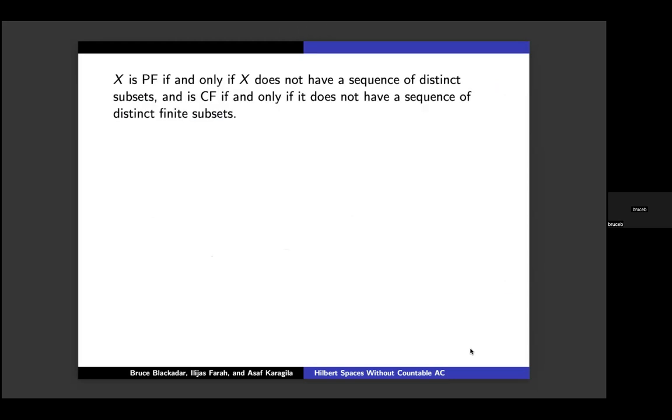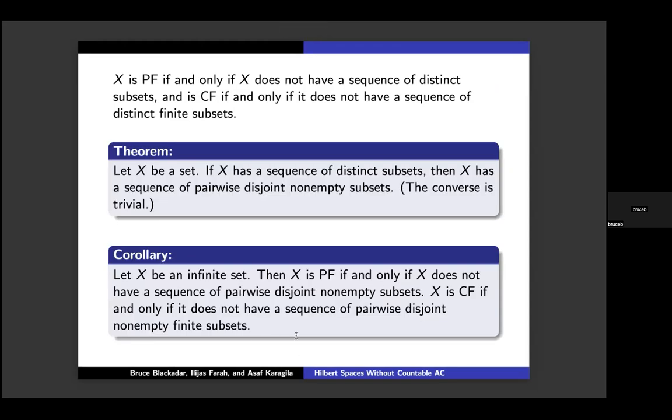So I already pointed this out about what PF and CF mean, but there's an interesting set theory fact, which is actually surprisingly tricky to prove. That is that if X is a set that has a sequence of distinct subsets, then it has a sequence of pairwise disjoint non-empty subsets. The converse of this is, of course, trivial, but this is pretty tricky to prove. If the subsets are finite, it's easy. You can just take some successive differences, but it's very subtle to prove this if the subsets are not finite.